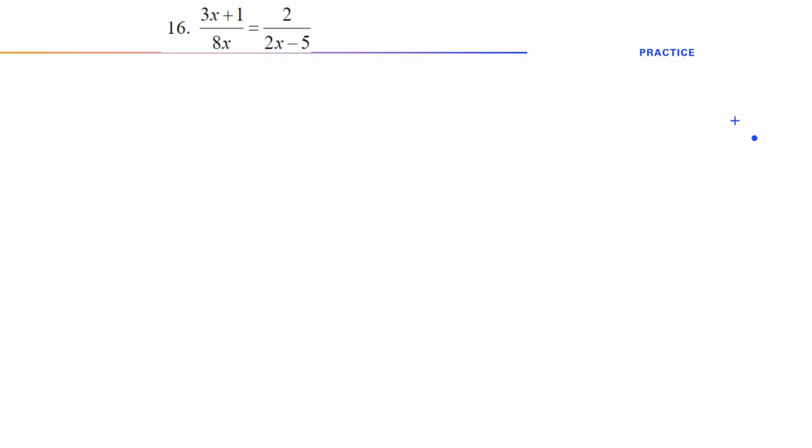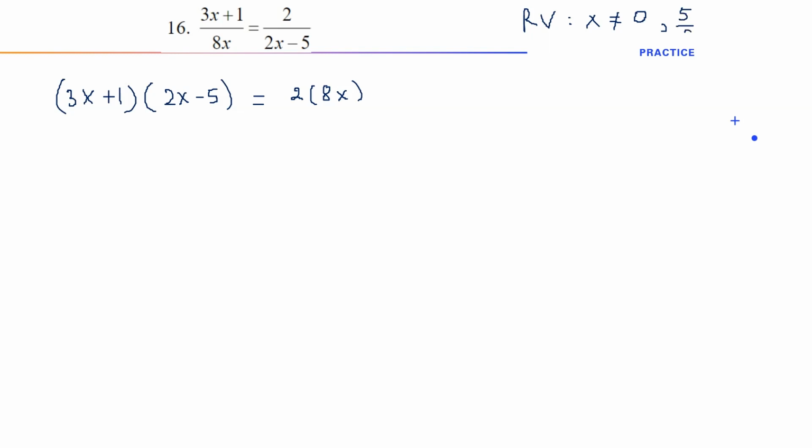Alright, now we have rational equations, with two fractions on this side. So we'll do 3x plus 1 times 2x minus 5 equal 2 times 8x. Remember the restricted values: x is different from 0, x is different from 5 over 2.